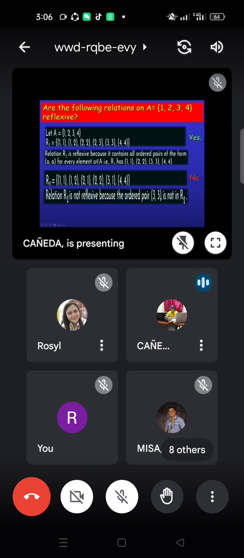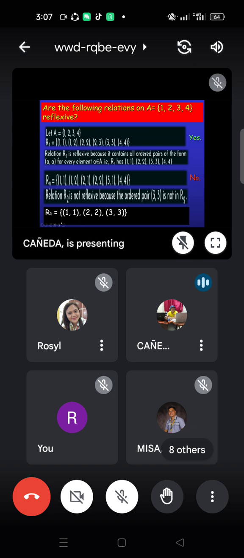The pair 3, 3 is not in relation R2. We have only 1, 1, 1, 2, 2, 1, 2, 2, 3, 3, and 4, 4. So we cannot find that ordered pair 3, 3.